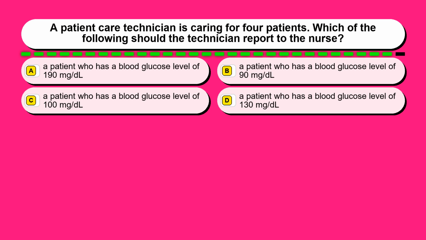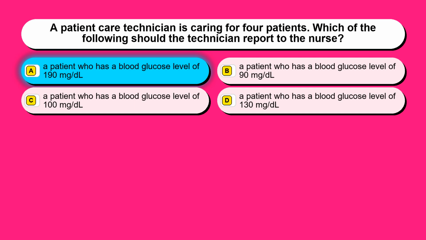Question 29. A patient care technician is caring for 4 patients. Which of the following should the technician report to the nurse? Option A, a patient who has a blood glucose level of 190 mg/dl. Option B, a patient who has a blood glucose level of 90 mg/dl. Option C, a patient who has a blood glucose level of 100 mg/dl. Option D, a patient who has a blood glucose level of 130 mg/dl.